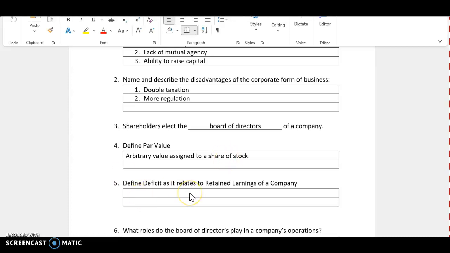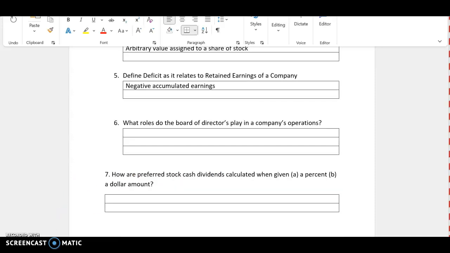Okay, so deficit as it relates to retained earnings of a company. So retained earnings is a capital account, and a capital account has a normal credit balance. What if this capital account, this retained earnings account, has the debit balance? This means that it has negative earnings or negative accumulated earnings. This account should have a positive balance, but if it is negative, that means it's a deficit, so it has negative accumulated earnings.